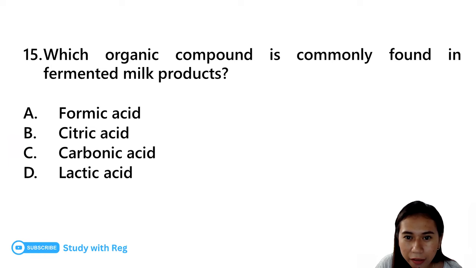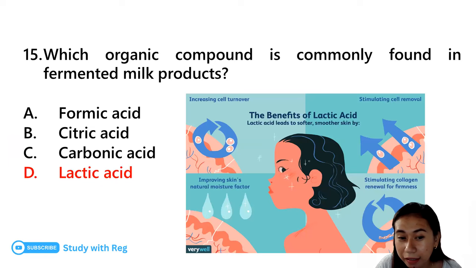So, next, let's proceed to number 15. Which organic compound is commonly found in fermented milk products? Fermented milk products. Anong acid yan? That's, of course, lactic acid. Lactic acid leads to softer, smoother skin by improving the skin's natural moisture factor as well as stimulating collagen renewal for firmness. Oh, di ba?